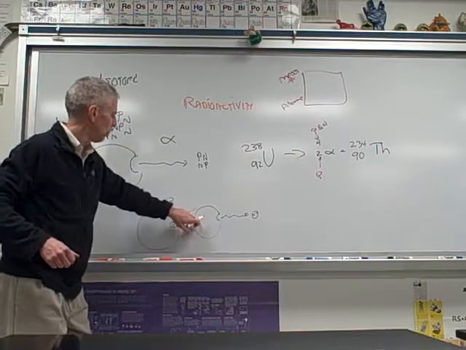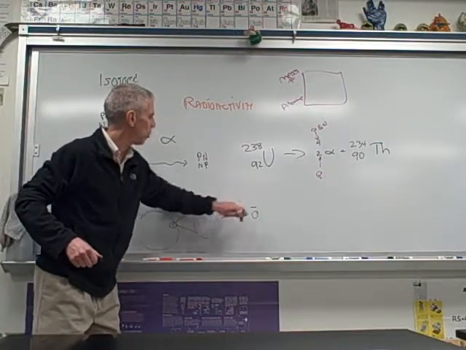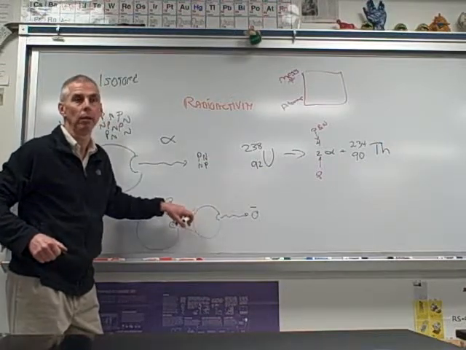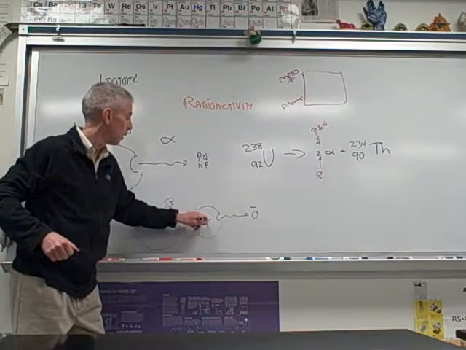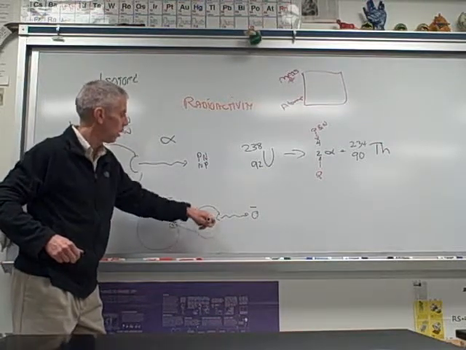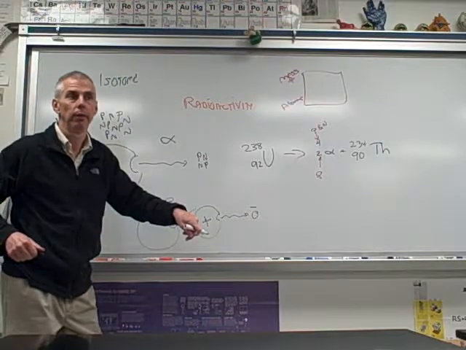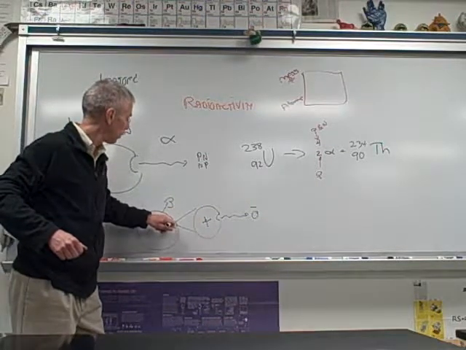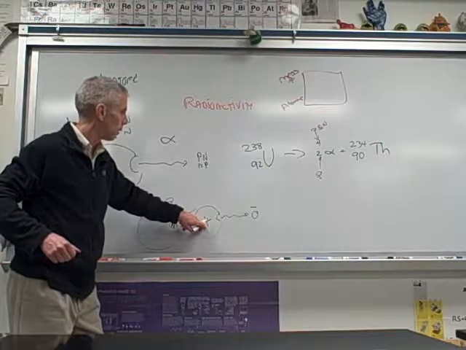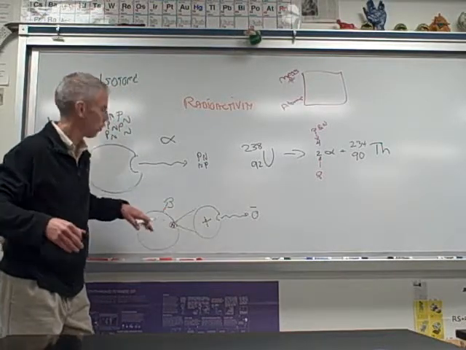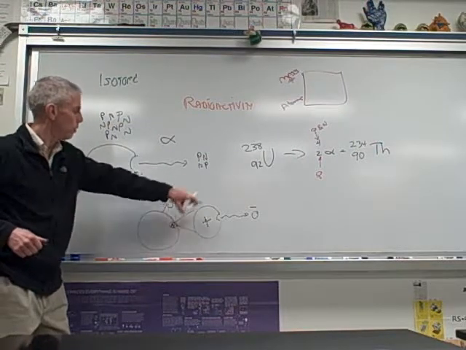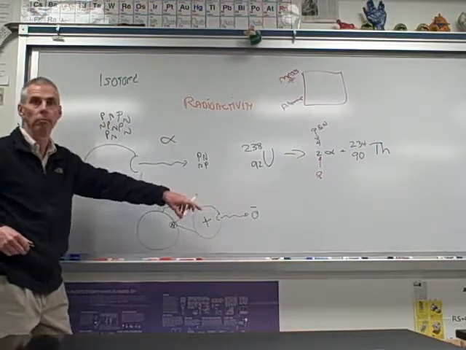This was neutral. It loses a negative, so it becomes what? If you lose a negative, you become positive. So this neutron here turns into a proton. Does it make sense? So in other words, this has too many neutrons and not enough protons, so a neutron changes into a proton. Good?